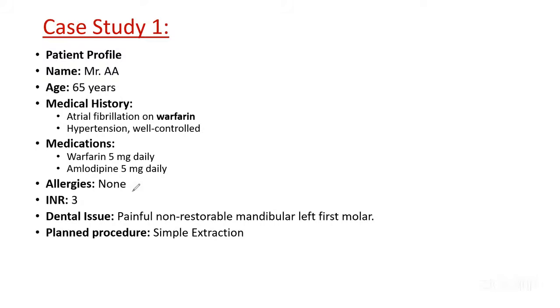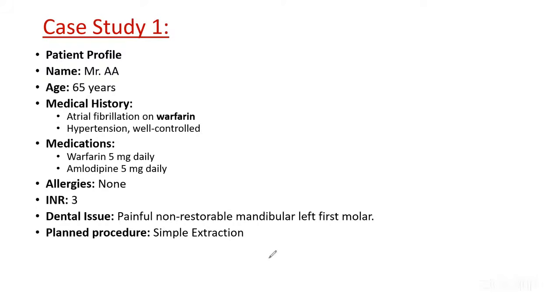So let's have two case studies. Case one: a 65-year-old patient who has atrial fibrillation and is taking warfarin. The patient is also diagnosed with well-controlled hypertension, and is taking warfarin 5 milligrams daily and antihypertensive medication. There are no allergies. The INR is 4.